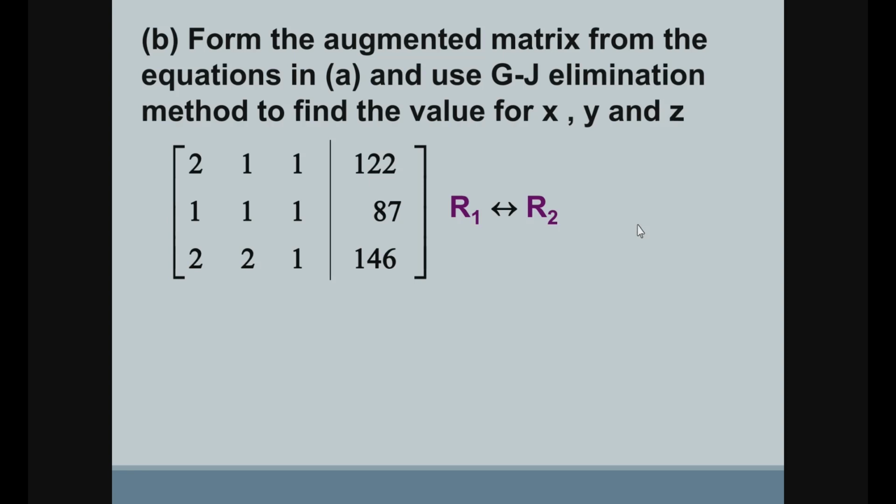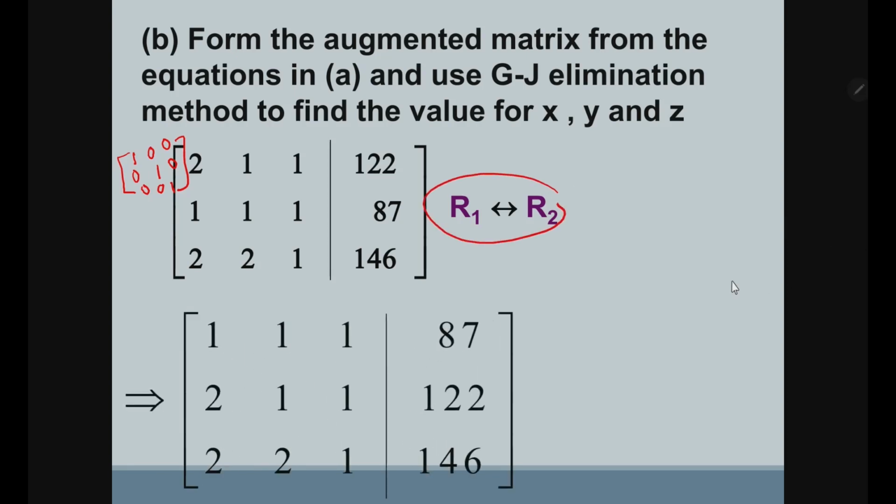We know that to make sure here to be identity, we need to interchange the first row and then the second row. Just now the first row was 2, 1, 1, and when we interchange, we get the first row 1, 1, 1. We interchange row 1 and row 2.